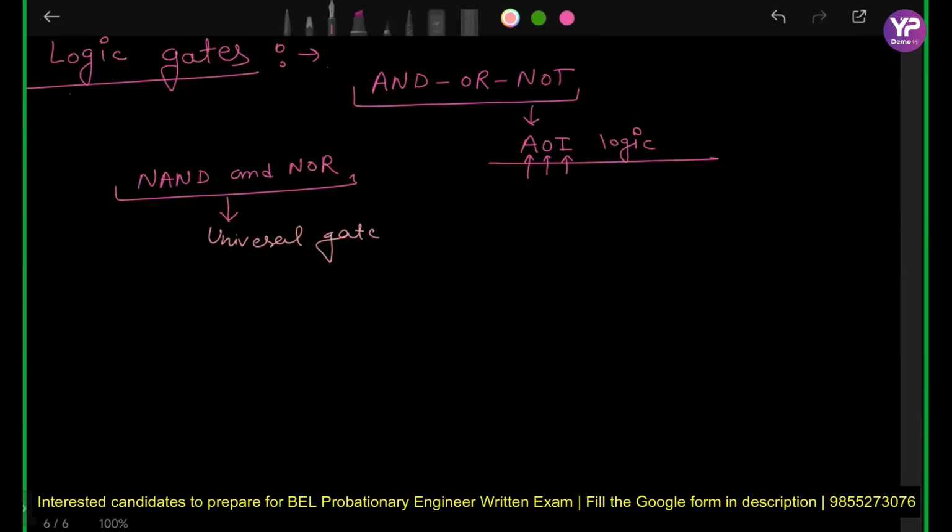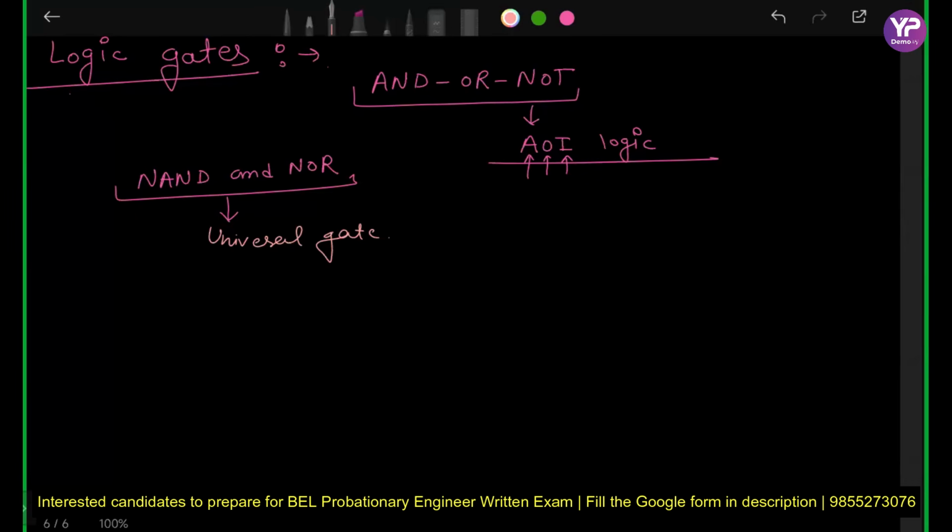What is the meaning of universal gate? Universal gates are those gates with the help of which you can implement any logic function without requiring any other gate. You can implement any logic function with the help of NAND gate and NOR gate individually. I am not saying combined. If you have only NAND gate, you can implement any function. If you have only NOR gate, you can implement any logical function.